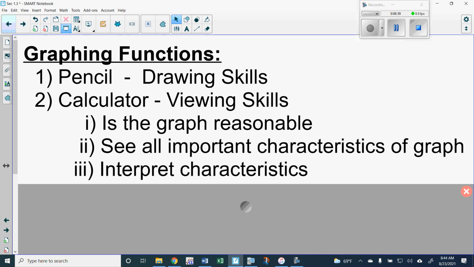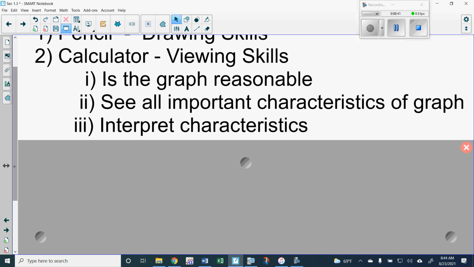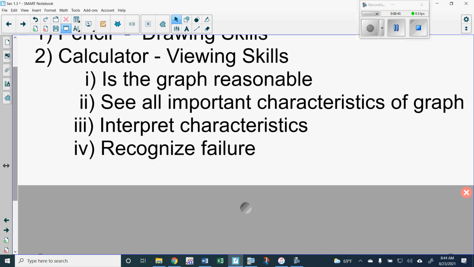And then 4, recognize when there's a failure. The calculators have gotten a lot better than the older ones, but they still do dumb stuff, right? Calculators are not that smart. So let me give you an example.